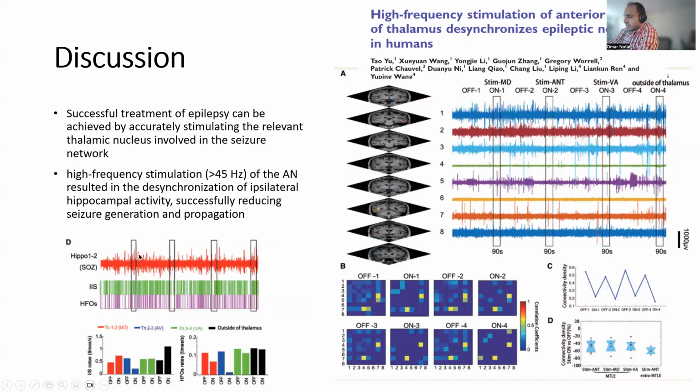As you can see here, whenever they stimulated, there was also a decrease in the interictal discharges and in the high frequency oscillations in the hippocampus. So a decrease in the pathologic discharges.